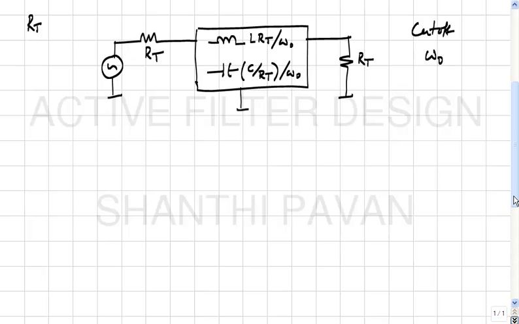So the problem with using very low impedances for the terminating resistors is that the current drawn from the source becomes excessively large, right? So it turns out that you would ideally like to operate with as large an RT as possible, okay, so that the current drawn from the sources is as small as possible. It turns out that you cannot make RT too large either.